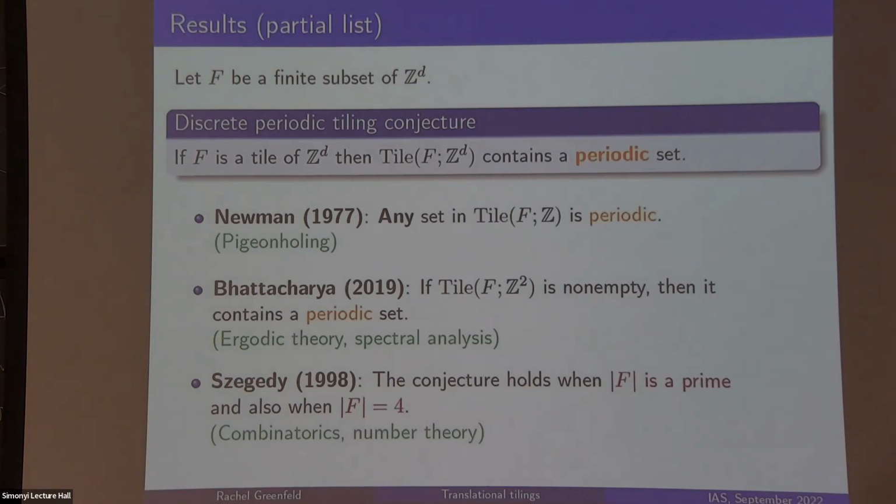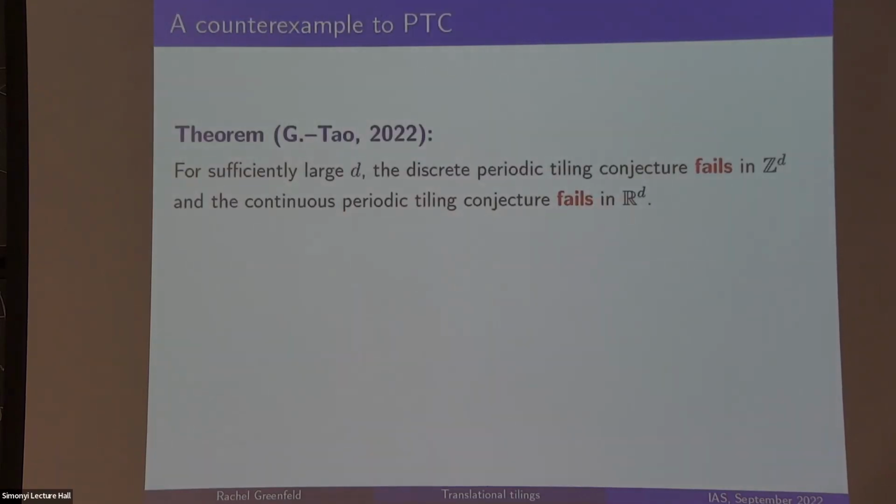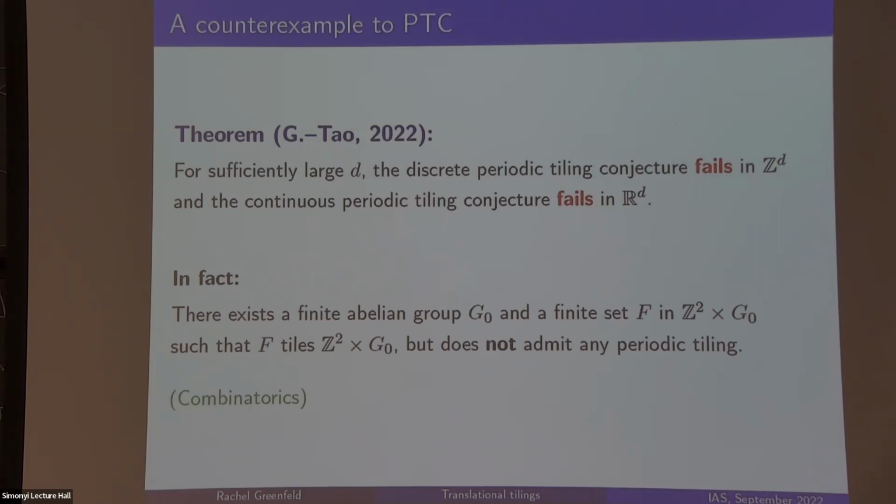Okay. So in an upcoming paper with Terry Tao, we construct a counterexample to both conjectures, the one in Z^d, the discrete one, and the continuous one. And in fact, our construction is based on a construction in Z^2 cross a finite abelian group, which hints that the conjecture should fail quite early in terms of the dimension.